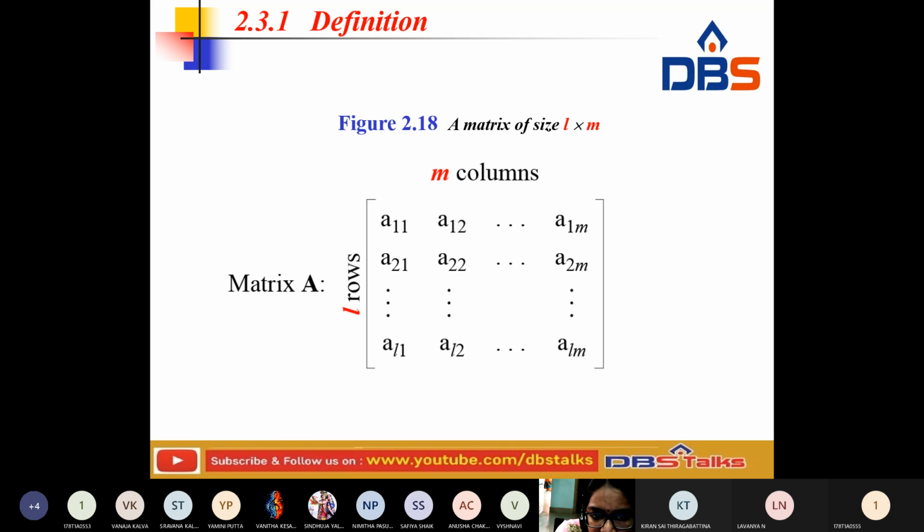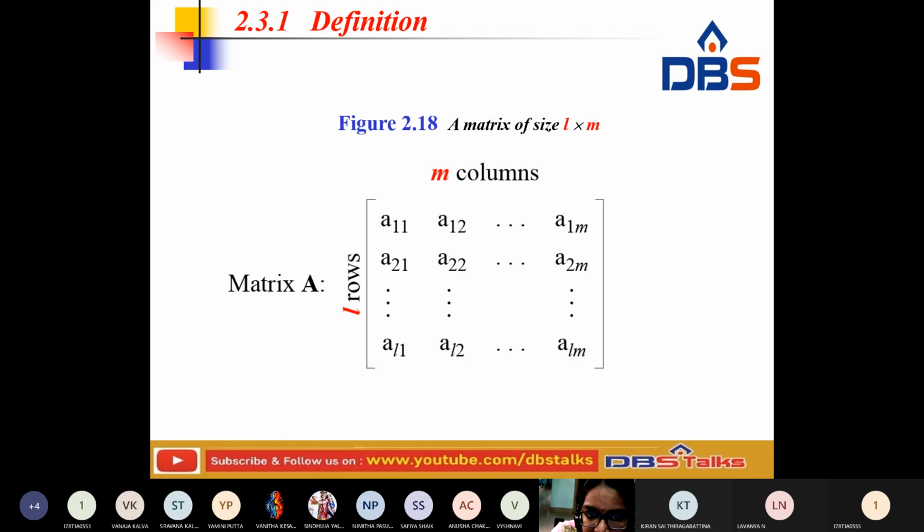L is a variable that we have used. If it is not represented by any integer, we can represent it with any variable. You already know that concept. If it has multiple columns, we can represent it with m. It is a matrix of size L by m.